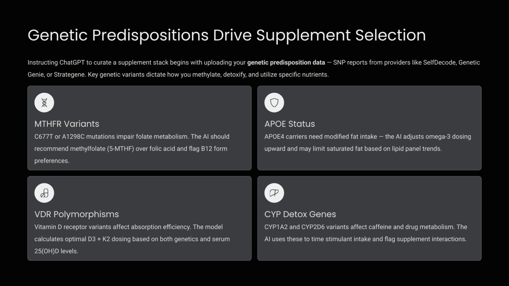Genetic predispositions drive supplement selection. Upload SNP reports to the AI. For example, MTHFR variants impact folate recommendations. APOE status modifies fat intake. VDR polymorphisms affect vitamin D dosing, and CYP genes influence stimulant timing.